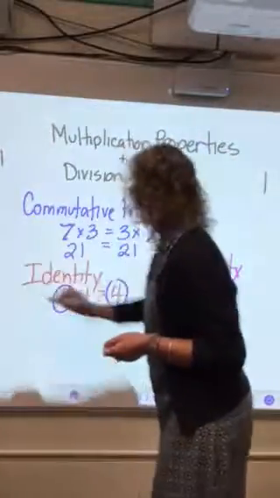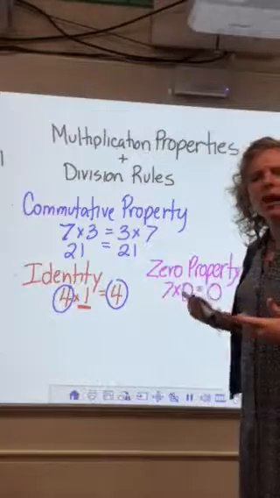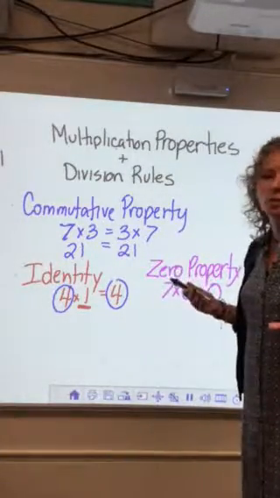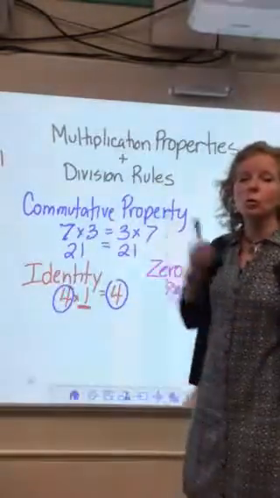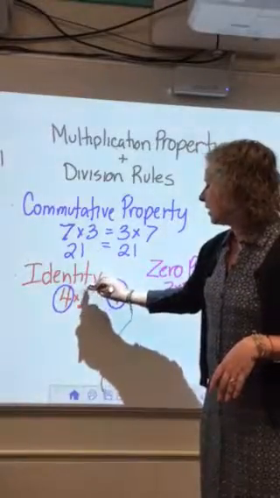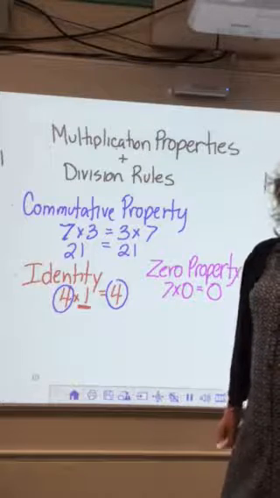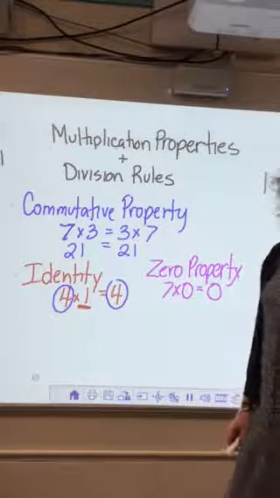These 3 rules will help you kind of figure out the products of some of your multiplication problems. You already know them, you just didn't identify them by name, maybe. The commutative property, order doesn't matter. Identity property, the magic number for the identity property of multiplication is 1. And then the zero property, you're going to end up with a product of 0. All right?